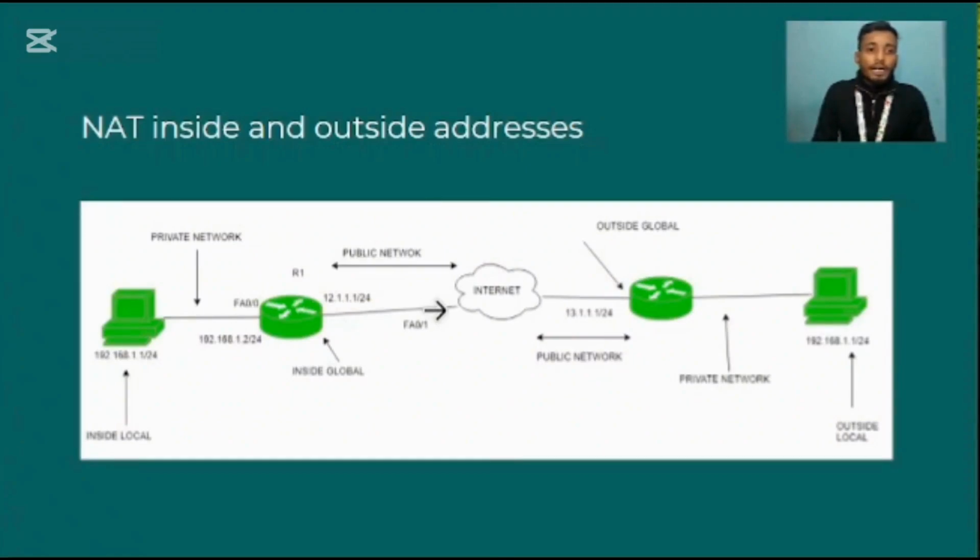NAT translates the inside local IP, that means this IP, to the inside global IP, that means this IP, for communication across the public network. On the receiving side, that means this side, is the destination's global IP. That means this IP may also be mapped to an outside local IP, that means this IP. Thank you very much.